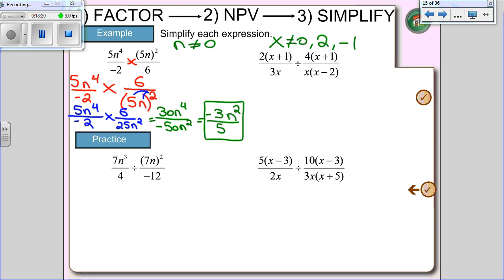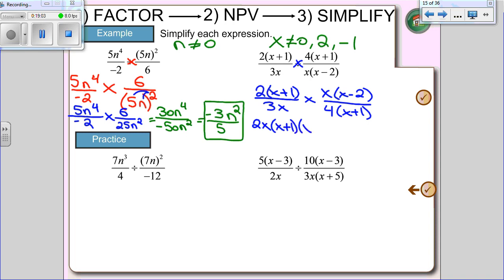Then we simplify. When we simplify, we kiss and flip, so we change that middle thing to a multiplication. The one on the left stays the same, and we flip this one. We multiply across the top, multiply across the bottom. We're now going to have 2x, x plus 1, x minus 2, divided by 8x, x plus 1.